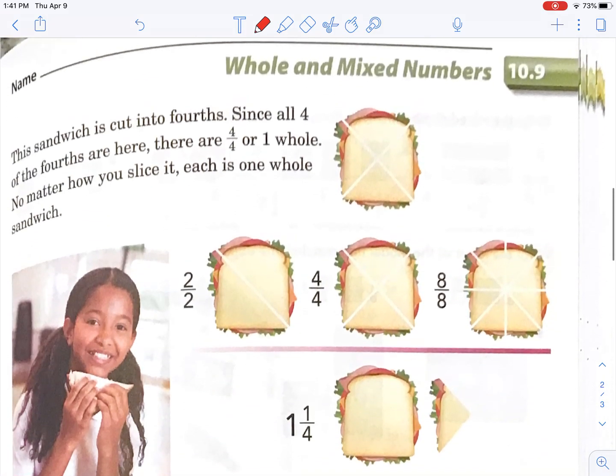Okay, open up to your workbook page. We, again, are on page 293. Sorry, this page copied really curvy. See, it's like curvy, but we can still read it. Okay. This sandwich is cut into fourths. Since all 4 of the fourths are here, there are 4 fourths, or 1 whole, just like we did with Joel's sandwich. No matter how you slice it, each is 1 whole sandwich.